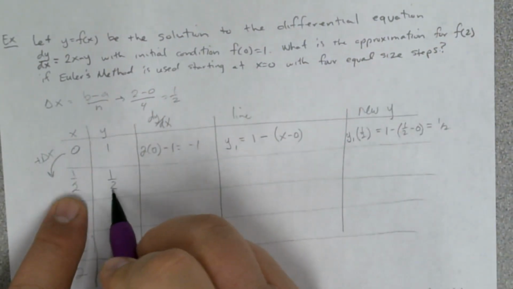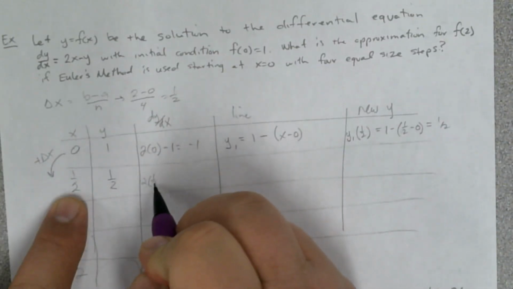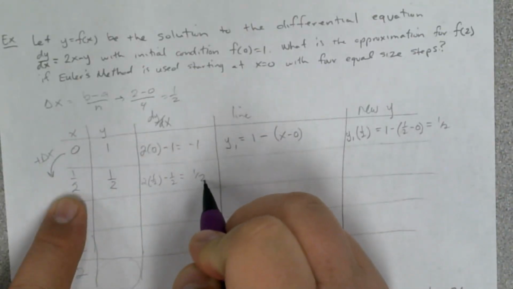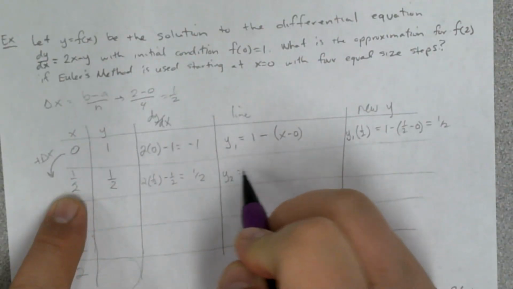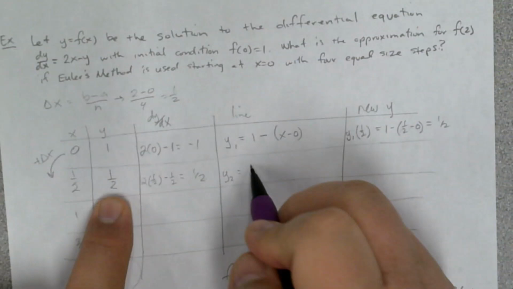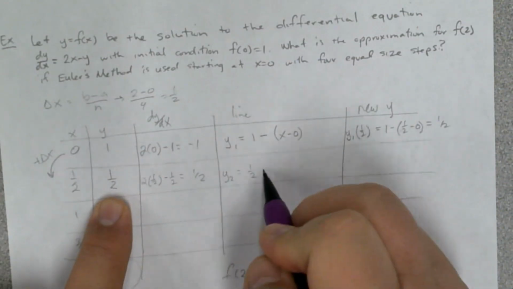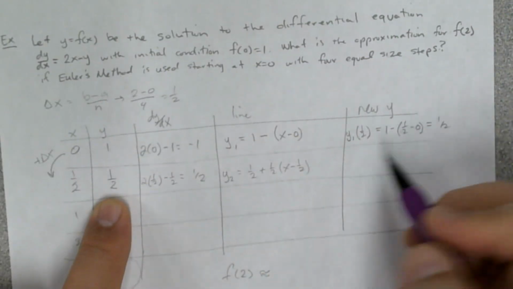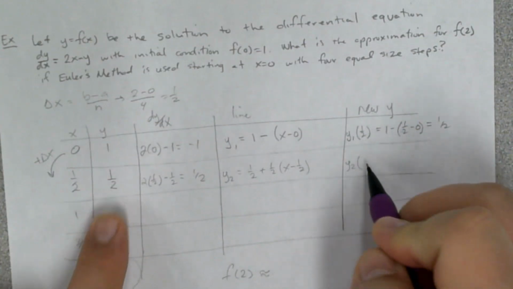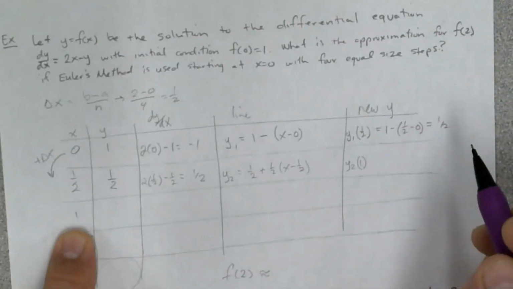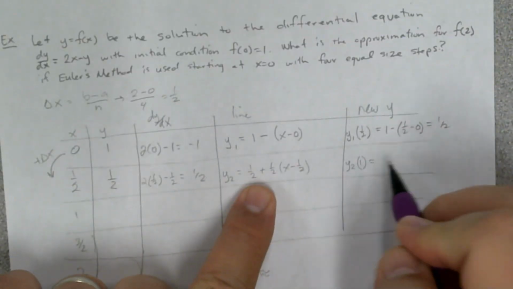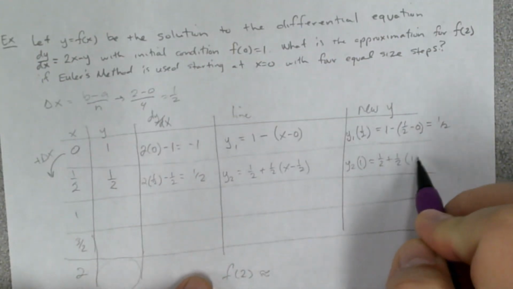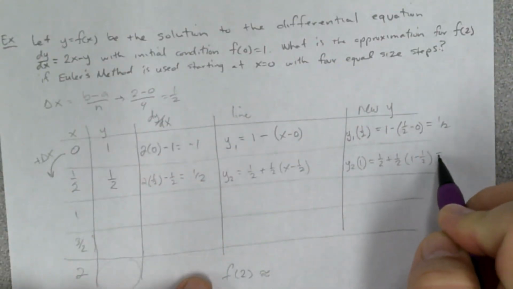Take these two numbers and plug them into the derivative, and get a new answer, which is 1/2. Write a new equation. This is now y2. We need the y value, and then we're going to have the slope, x minus the x value, and then we're going to plug in the next x into that equation, and we get our new y value for the next line. And you work this out and you should get 3/4.